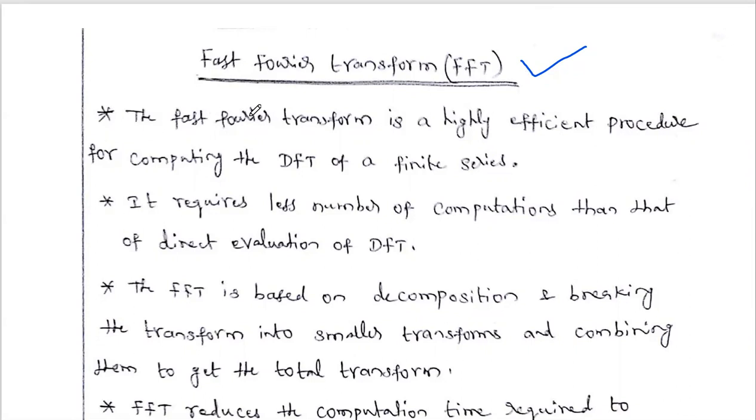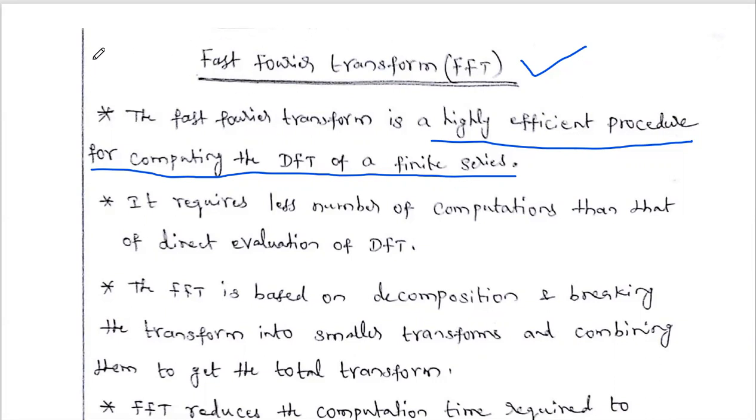What is the definition of the fast Fourier transform? It is a highly efficient procedure or algorithm for computing the DFT of a finite sequence or series. This FFT is also used to find the DFT of any time domain signal x of n. The answer we got from the direct evaluation method is the same answer we get using the FFT. But it is a highly efficient algorithm.